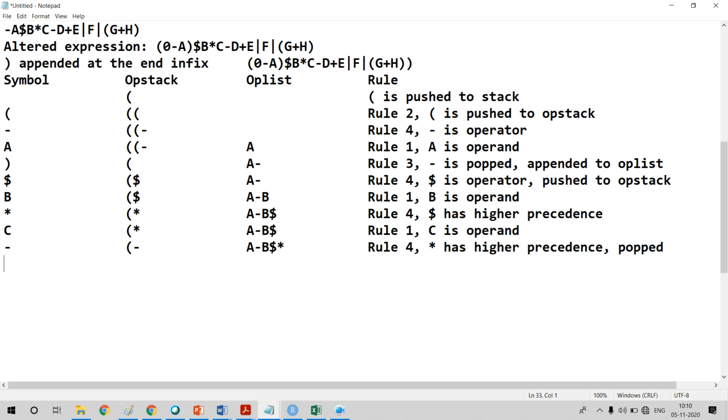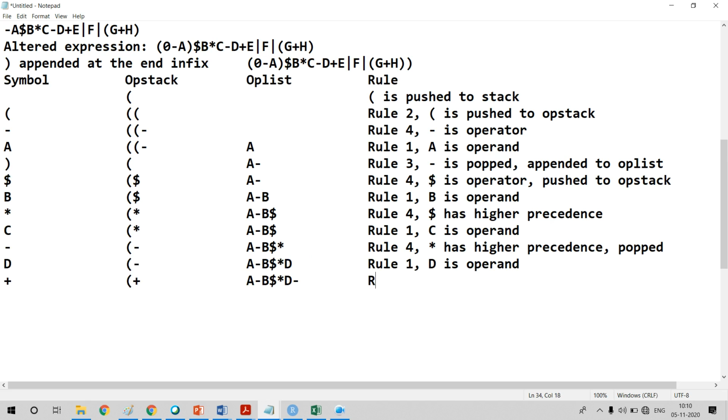The next symbol is D. D is operand. Operand must be added at the end of OP list as per rule number 1. D is operand. Next symbol is plus. Plus is operator. The rule number 4 says equal or higher precedence symbol must be removed. So minus is removed. That must be added at the end of the expression.